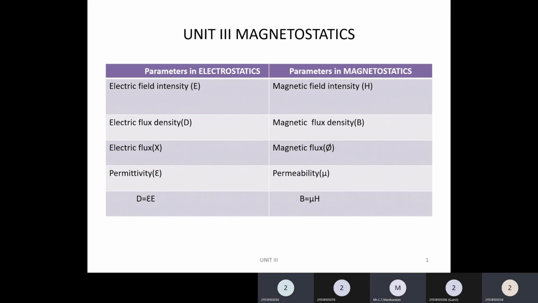So first we will be comparing electrostatics and magnetostatics here. In terms of electrostatics, we call it E, whereas in the magnetostatic field we have the magnetic field intensity, which we call H. Similarly, in electrostatics we have the electric flux density, D there.